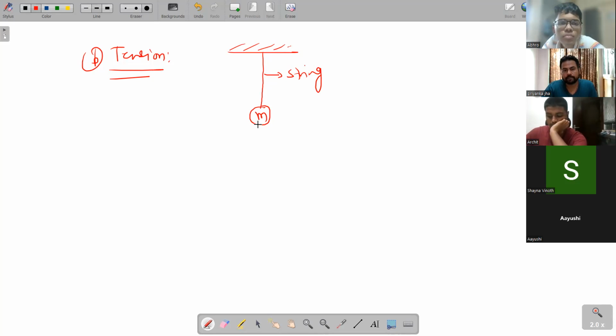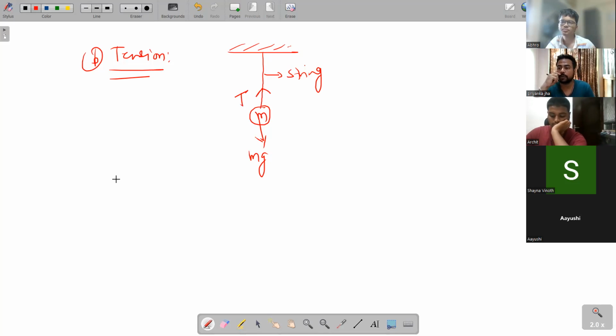Now we can see that gravity will act on this ball, so it will apply force mg. Because of this force, this ball has to come down, but it is not coming down because it is held by the rope. So what is the rope doing? The rope will exert some force that will oppose gravity. The rope will pull this block with some force that is called tension.